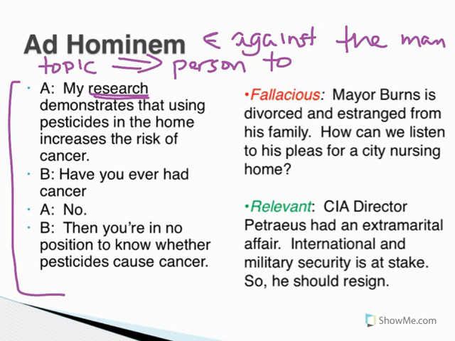Now, instead of talking about the person's research, once again, and the research in support of the use of pesticides in the home, what the opponent does is ask the question, have you ever had cancer? And the response is, no, I haven't. And the opponent says, well, then you're in no position to know whether pesticides cause cancer, with the idea that a person who has lived the experience is the best person to know something about it.